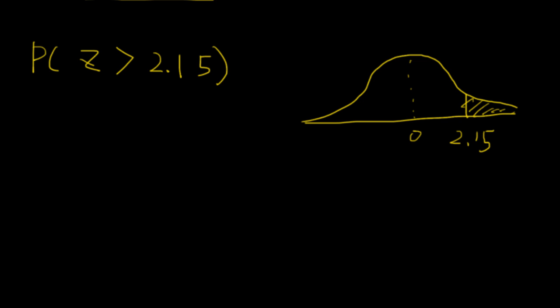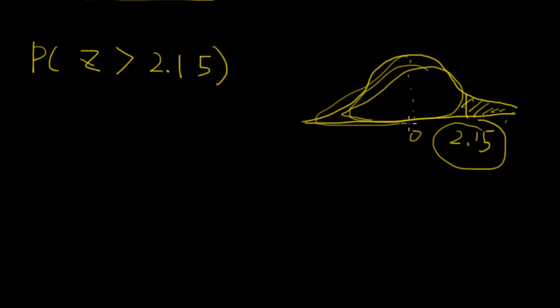But as you probably know or noticed, the table doesn't give you area to the right. It only gives you area to the left. So if you read this number from the table, it'll give you this area, not the area that we're looking for. But we also know that the total area is going to be 1. So if you do 1 minus that area, that will give us the area that we're looking for, right? So 1 minus this area.